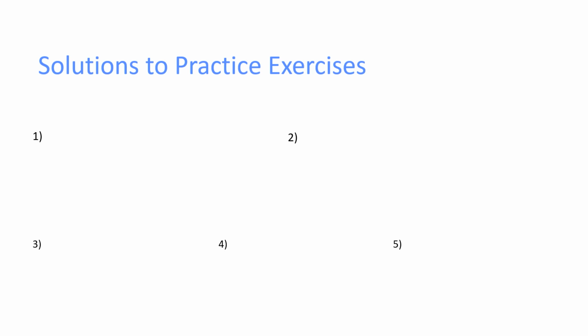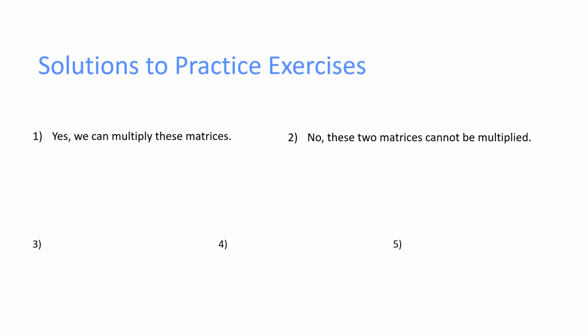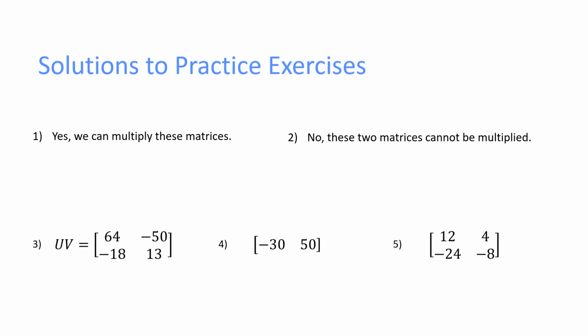For the first 2 exercises, we were asking if it's possible or not possible to multiply the matrices, and for the first one, yes, we could multiply the matrices. The number of columns of the first one and the number of rows of the second one were the same, but not in example number 2. And then for the multiplication, we have these 3 solutions. Interesting solution in number 5: you could see that we had matrices of dimensions 2 by 1 and 1 by 2, so they had smaller dimensions than the actual solution.